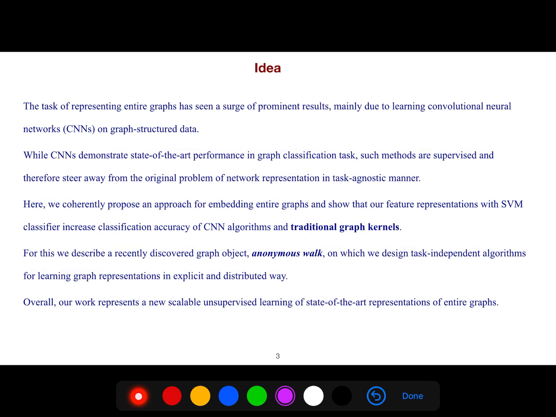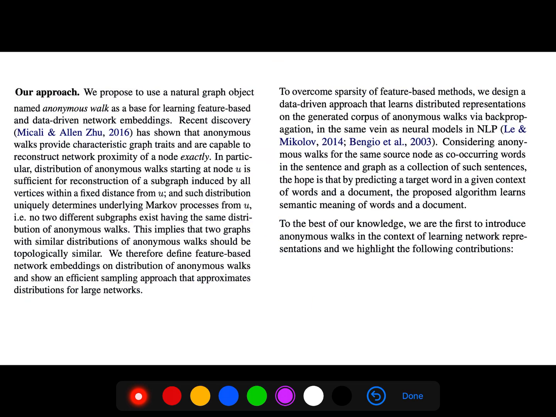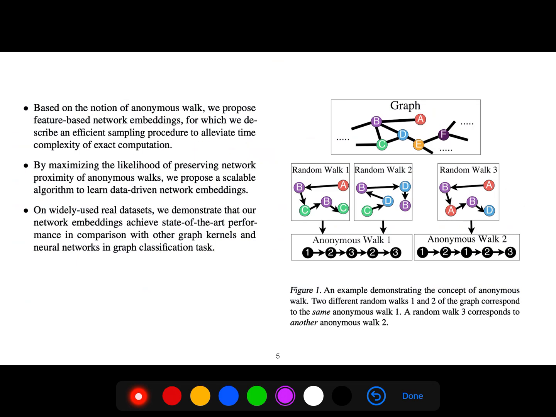For this, we describe a recently discovered graph object, anonymous walk, on which we design task-independent algorithms for learning graph representations in explicit and distributed way. So this is an example demonstrating the concept of anonymous walk. Two different random walks, random walk 1 and 2 of the graph correspond to the same anonymous walk. A random walk 3 corresponds to another anonymous walk 2.